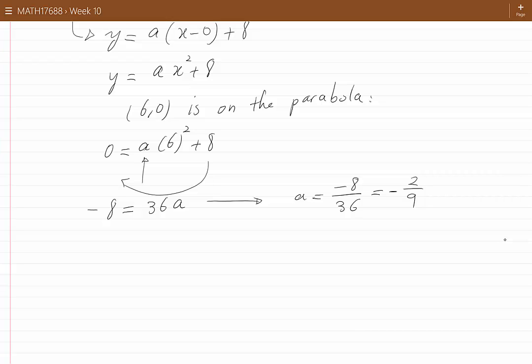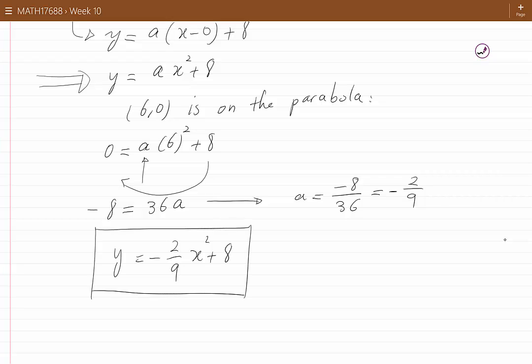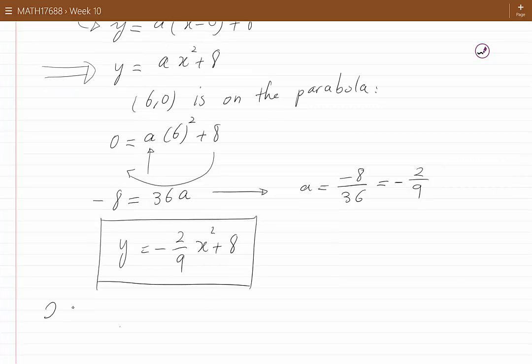Let's put this value of a back into the equation. We would have y is equal to minus 2 over 9 x squared plus 8 as the equation for the profile of the entrance of the tunnel. Note that if we had used a different coordinate system, we would have found a different equation. Let's now look at part 2 of this question.